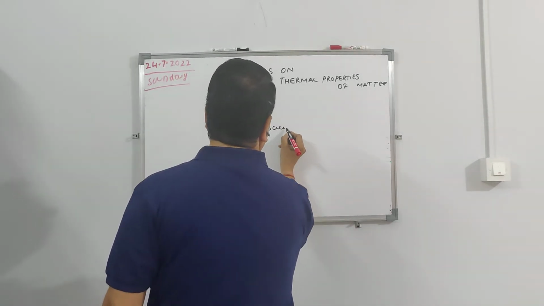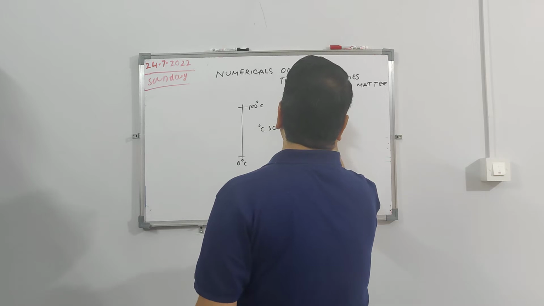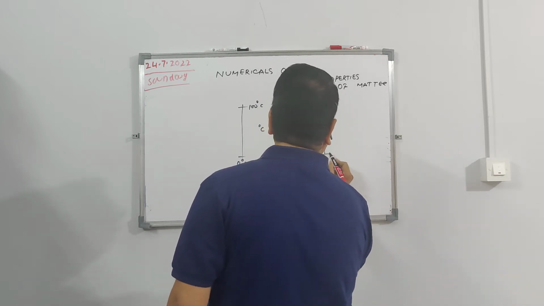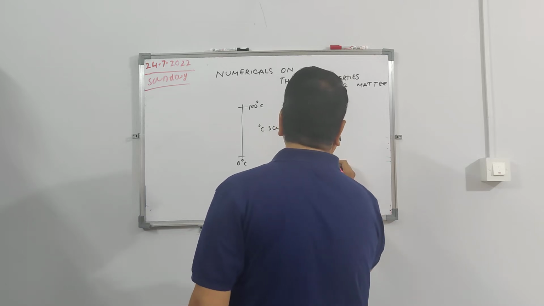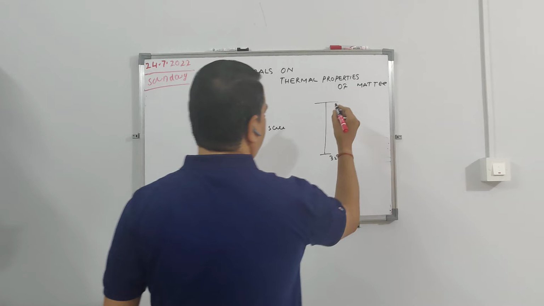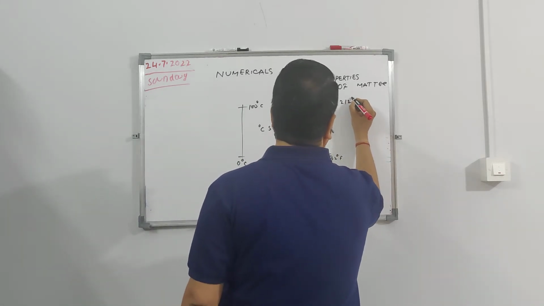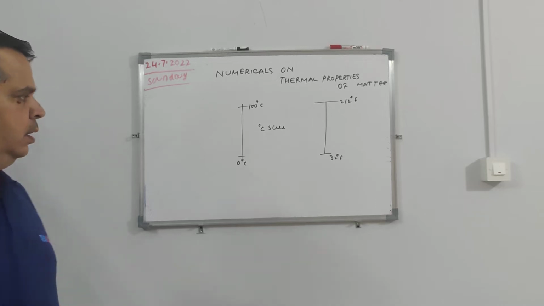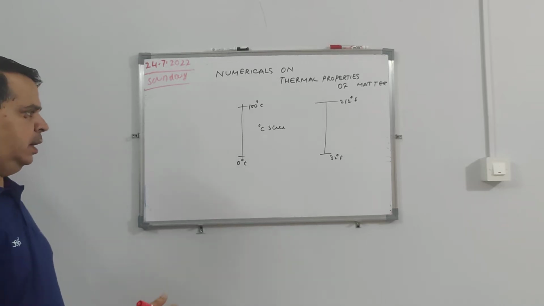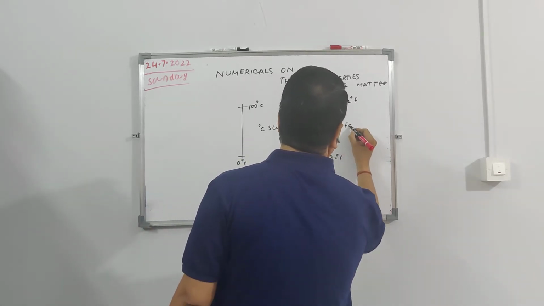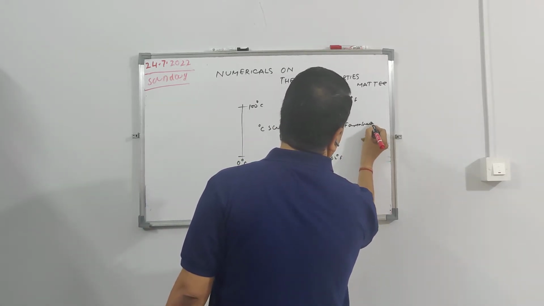Corresponding to the centigrade scale, there is this Fahrenheit scale. In the Fahrenheit scale, the freezing point is 32 degree Fahrenheit, and the boiling point is 212 degree Fahrenheit. So this is the relationship between the Fahrenheit and the centigrade scale.